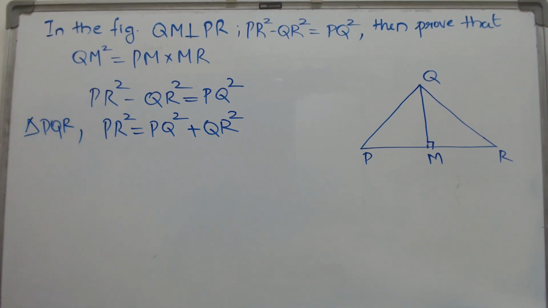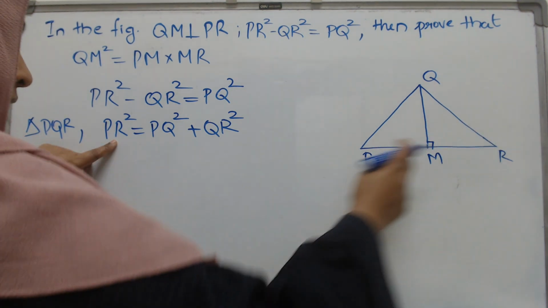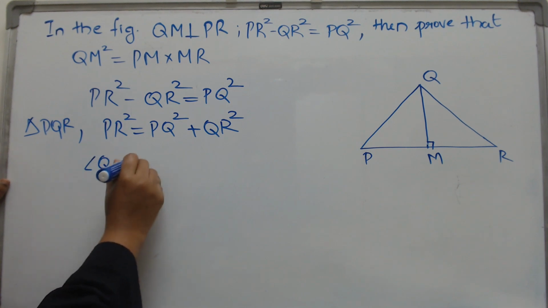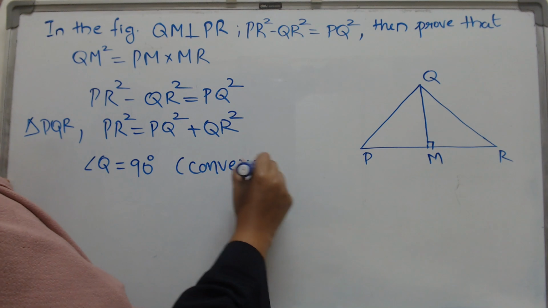Which means what? By the converse of the Pythagoras theorem, it means that the angle opposite to PR. What is the angle opposite to PR? Which is angle Q. That is 90 degrees. This is the converse of the Pythagoras theorem.